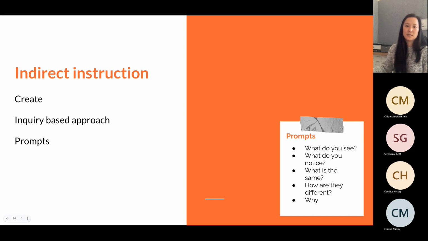So the prompting is really important, where teachers are really asking those questions of what do you see, what do you notice, you know, then presenting non-examples and saying, okay, now what do you see? What do you notice? What's the same? What's different? And the most important question always to ask students is why. So really pushing them to justify their answers of why is this correct or not correct.